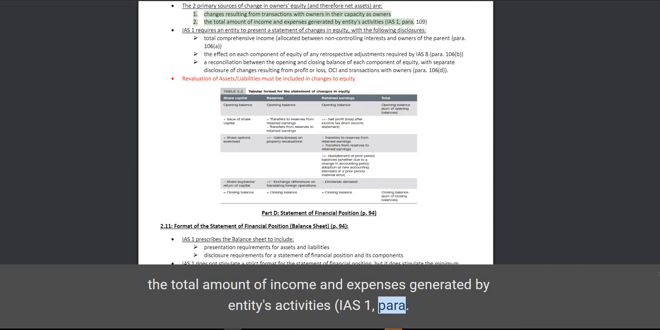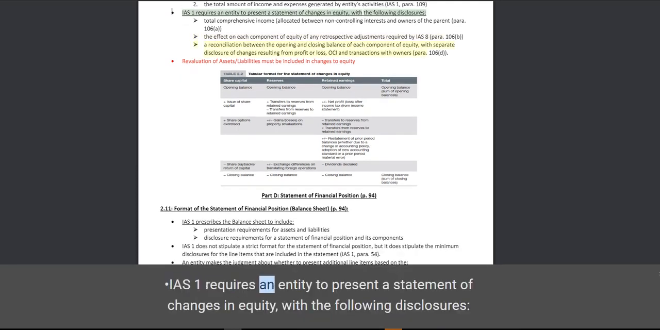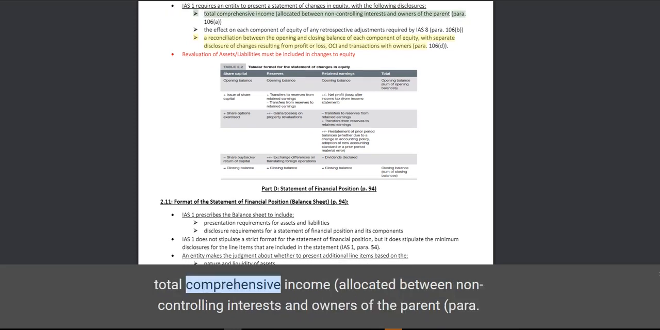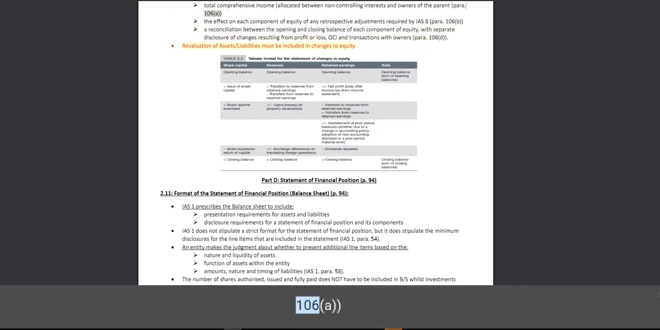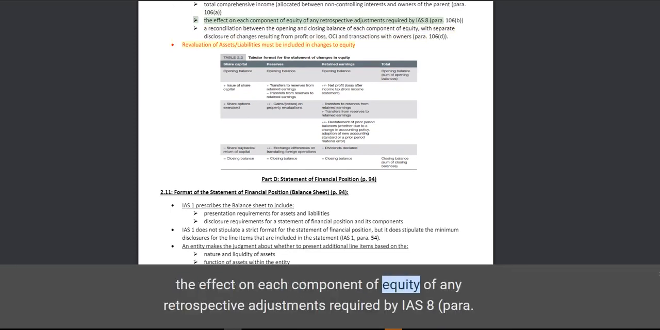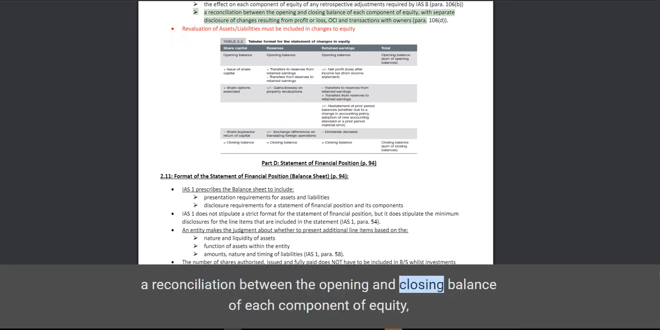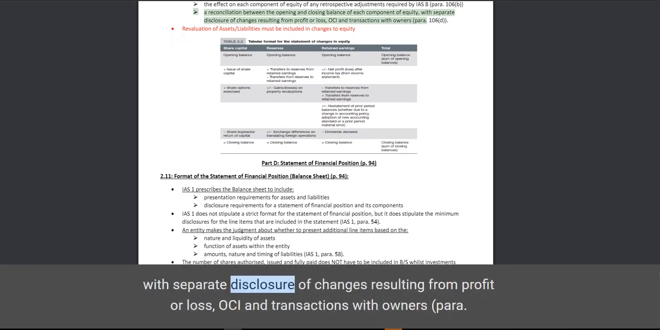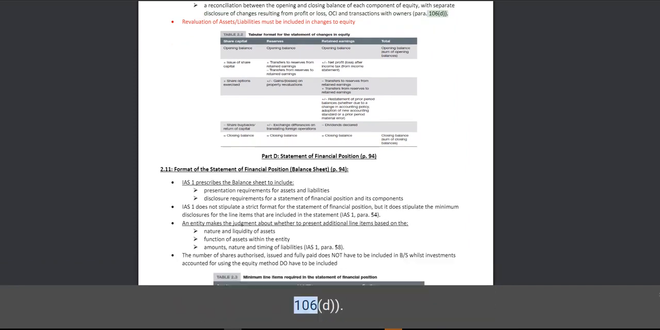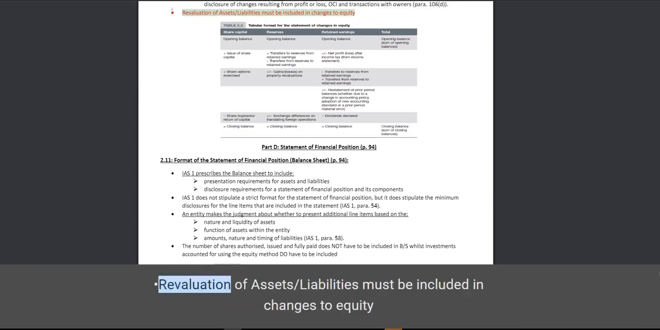IAS 1, para. 109. IAS 1 requires an entity to present a statement of changes in equity, with the following disclosures. Total comprehensive income allocated between non-controlling interests and owners of the parent, para. 106(a). The effect on each component of equity of any retrospective adjustments required by IAS 8, para. 106(b). A reconciliation between the opening and closing balance of each component of equity, with separate disclosure of changes resulting from profit or loss, OCI and transactions with owners, para. 106(d). Revaluation of assets and liabilities must be included in changes to equity.